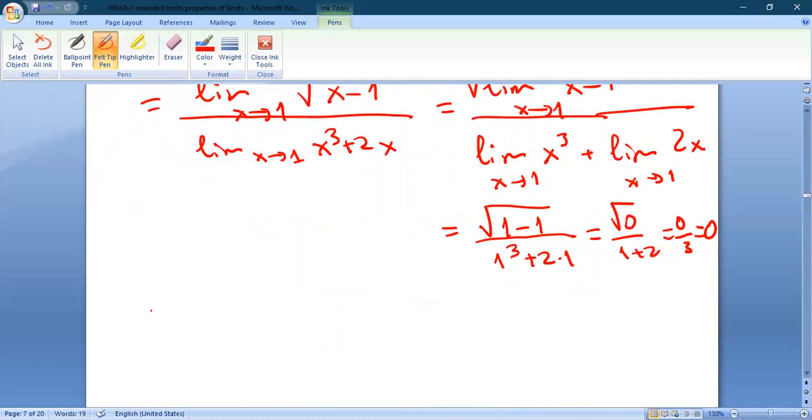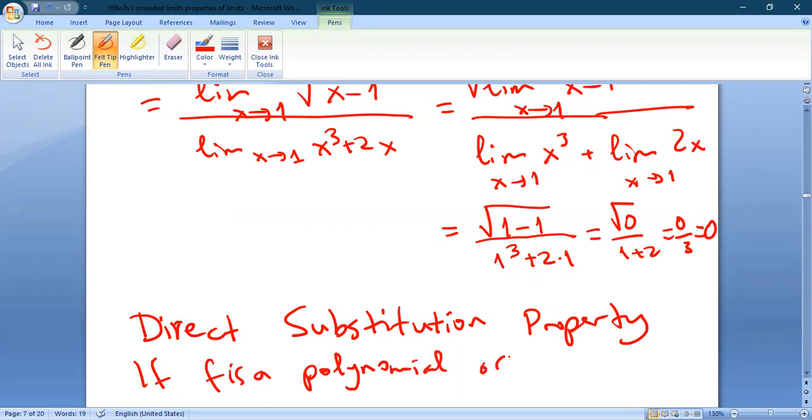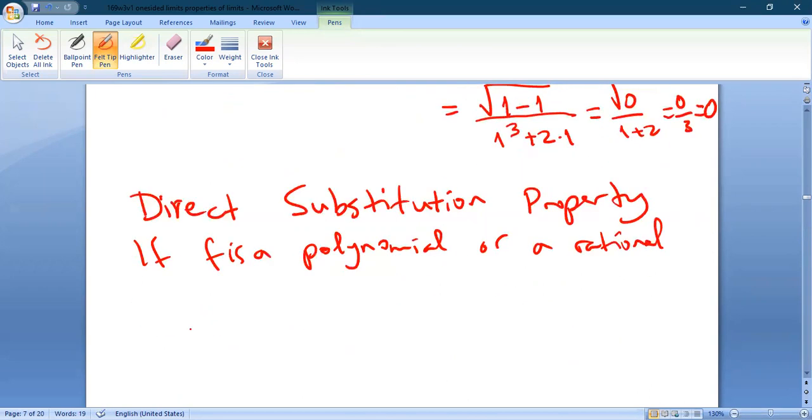There is another property. Actually, what I did here is kind of using this property, but I actually used laws, but you may skip those laws if necessary, if f is a polynomial or a rational function. And also we want a to be in the domain.